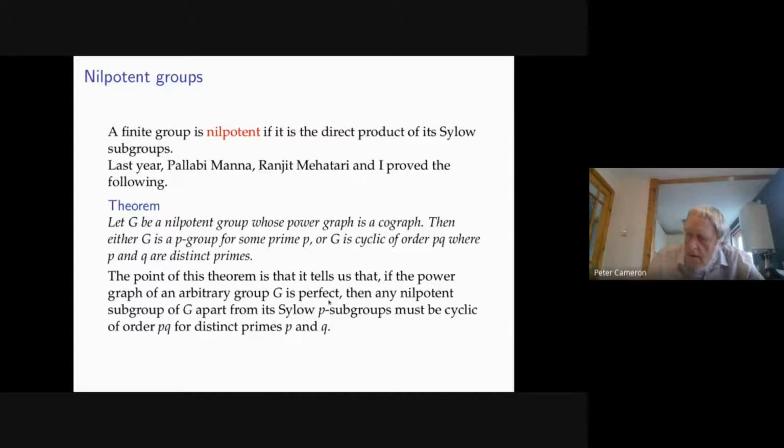So it tells us that if you have a nilpotent subgroup which is not one of the Sylow subgroups, it must be cyclic of order a product of 2 primes. So in particular, you can't have, say, a cyclic group whose order is p squared q or pqr, where p, q and r are distinct primes. So it does put quite tight restrictions on an arbitrary group. That's why I think this is a doable problem, finding all the finite groups whose power graphs are cographs.